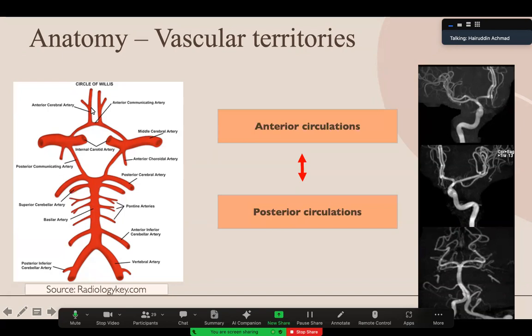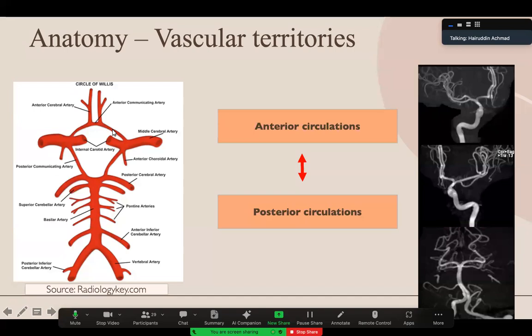The right and left anterior cerebral arteries are connected by a bridge called the anterior communicating artery. So God has created it to help each other. If we have some problem here, the other vessel will come and help. And that's the whole anterior circulation.